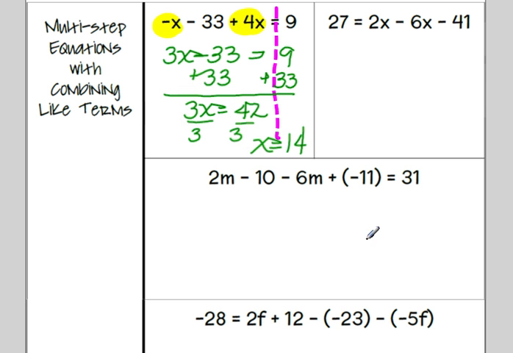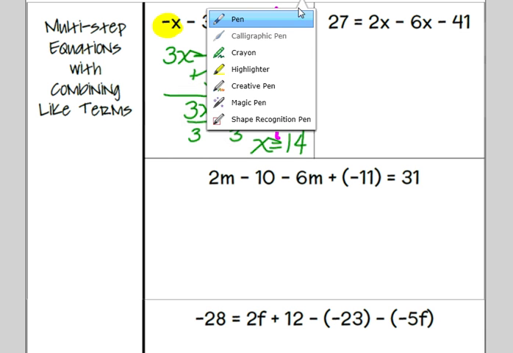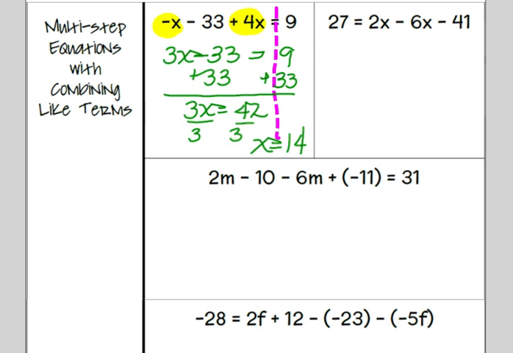27 equals 2x minus 6x minus 41. So same idea. We have to first combine like terms if we can. And so in this case, we have the positive 2x and a negative 6x, which are on the same side of the equation that we can combine. So we can combine those first, and then we'll solve. So we would have 27 equals 2x minus 6x is negative 4x minus 41.